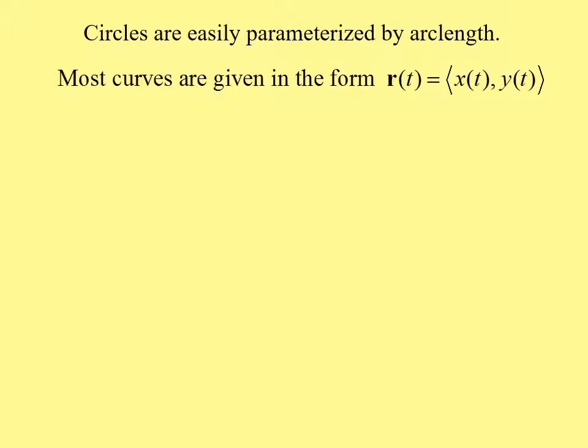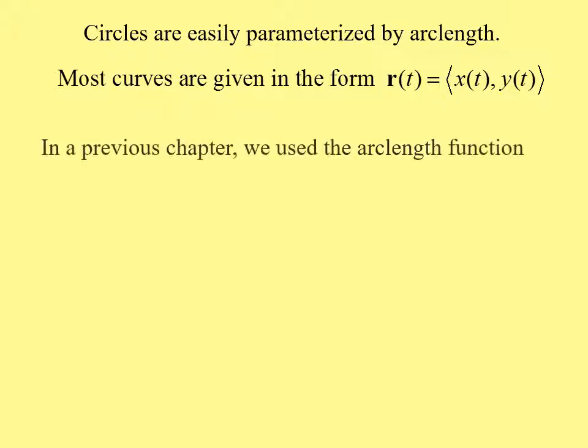Usually, however, we're going to be given curves that aren't nice and easy to parameterize by arc length. They'll be given in terms of a vector valued function of t. And so, using the arc length function that we developed in an earlier chapter, remember this is a function of t, and u is simply a dummy variable to allow us to define s as the integral.